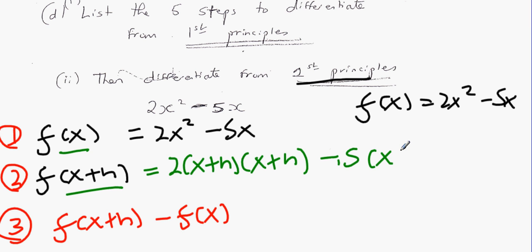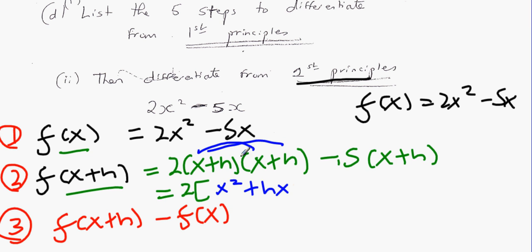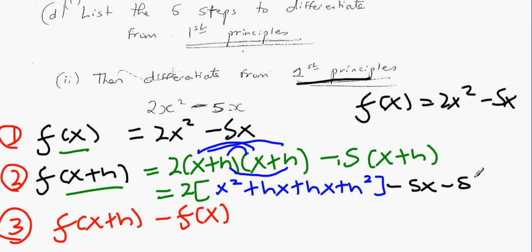h. Now what I've got to do is multiply this out, so it's going to be 2 times, what we'll do here is just multiply these ones first, x squared plus hx plus hx plus h squared, minus 5x minus 5h. Okay.